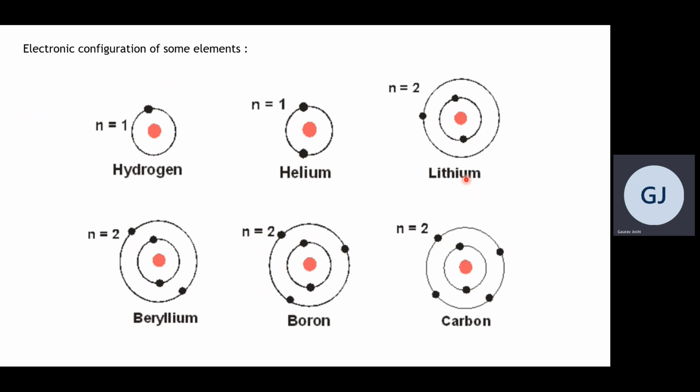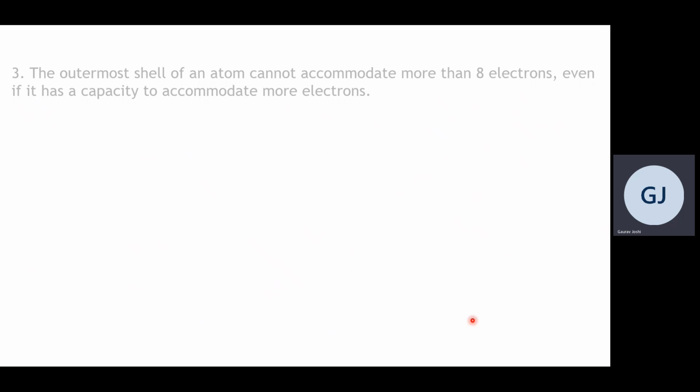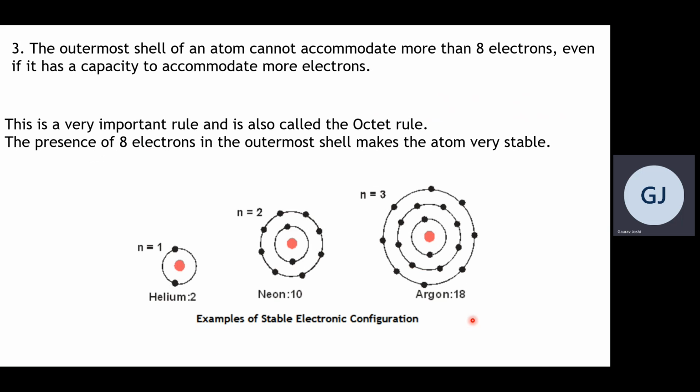Now we have lithium. In lithium the atomic number is 3. When we have the atomic number of 3, the first 2 electrons will go into the K shell, and the remaining electron will go to the L shell, because the K shell can have a maximum of 2 electrons and the L shell can have a maximum of 8 electrons. The same approach goes for beryllium, boron, and carbon. Now we'll discuss another example.